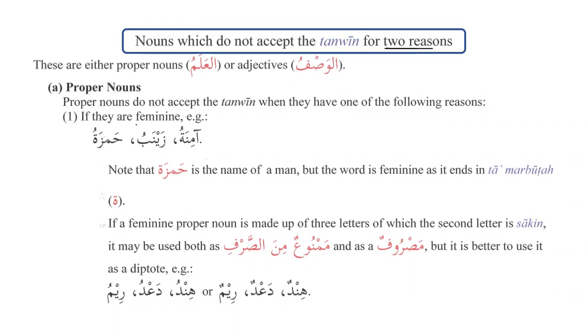For example, if they are feminine, as we have seen in the beginning of the lesson: Aminatu, Zainabu, and Hamzatu. Hamza has ta marbuta, but it's a masculine name, so that's why it will not accept tanween.